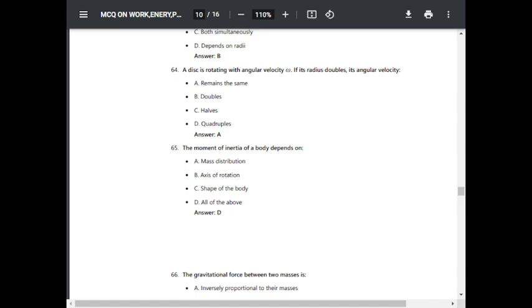Question number 65. The moment of inertia of a body depends on: A, mass distribution; B, axis of rotation; C, shape of the body; D, all the above. Yes, it depends upon all the above. All three are correct. Hence, moment of inertia of a body depends upon mass distribution, axis of rotation and shape of body. Option D is correct.